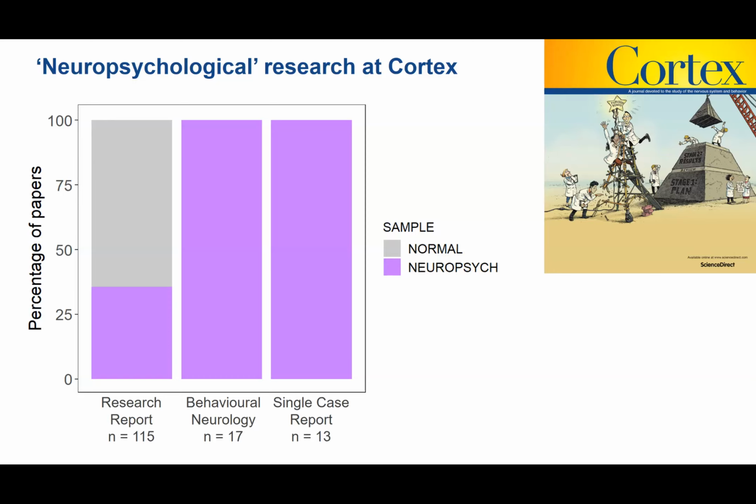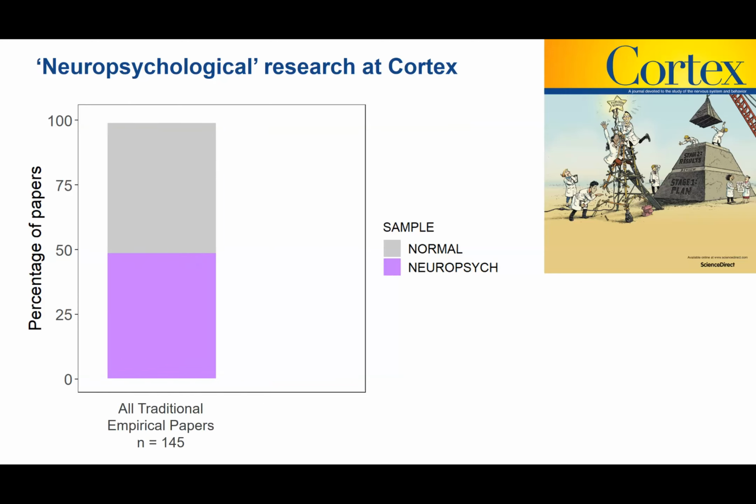I guess unsurprisingly, because these formats, behavioral neurology and single case reports, are designed for the publication of patient-based work, we've got 100% of articles in those formats using neuropsychological samples. But you can see that even around 40% of the standard research reports also use neuropsychological samples. So what that means overall, combining across these traditional non-pre-registered empirical types, is that around 50% of the empirical output of Cortex reports neuropsychological research using brain damage or neurodegeneration samples. That's in keeping with the journal's history as a premier outlet for neuropsychological research.